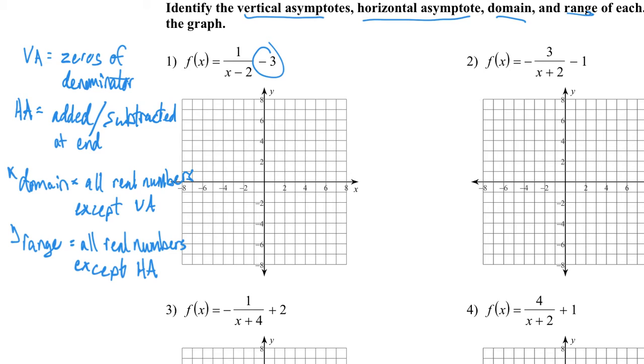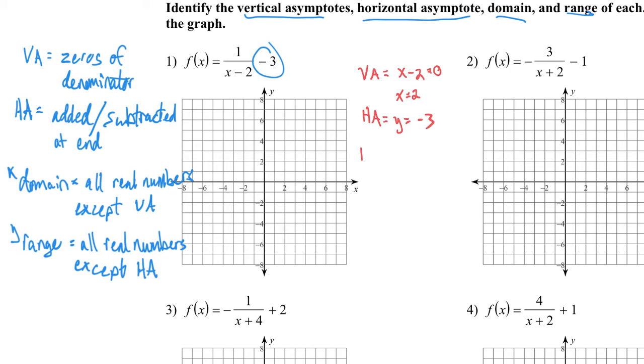Okay, so for this first one, let's identify all of these pieces, and then we'll graph it. So our vertical asymptote is the 0 of the denominator, so where x minus 2 equals 0. So if we solve that, add the 2, x is 2. The horizontal asymptote is going to be y equals negative 3, whatever is added or subtracted after the fraction.